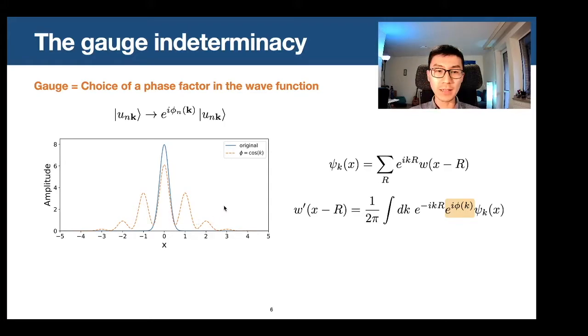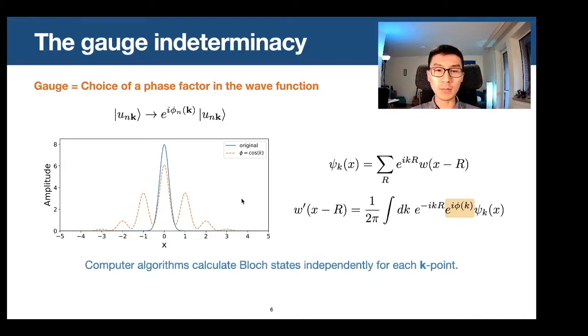So the main lesson from this example is that Wannier functions are not really unique, and depending on the choice of the gauge, we end up having a different Wannier function which is poorly localized. And this is also a problem in computer algorithms, because in many cases in DFT codes, we calculate Bloch functions independently for each k point. So there is no correlation of the phase, how they behave in the neighbor points in k space. So this arbitrariness of the phase factor leads to a serious problem in obtaining the Wannier function.